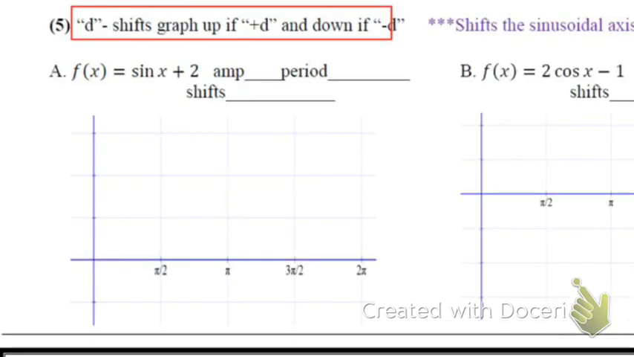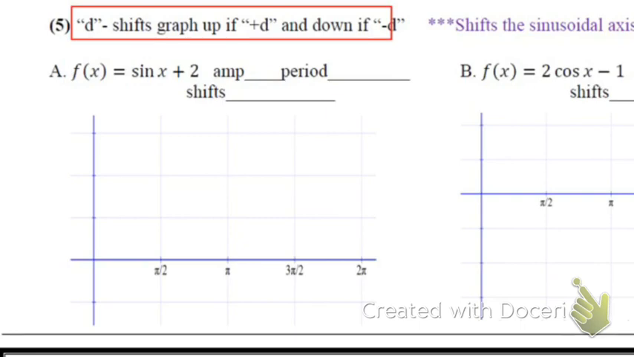All right, 5. 5 is our d value, which shifts up or down. The good thing of up or down is if it's positive, it goes up. If it's negative, it goes down that many units. Note, it also shifts your sinusoidal axis. This is like the first time you can actually see that sinusoidal axis, because usually it's just the x-axis.